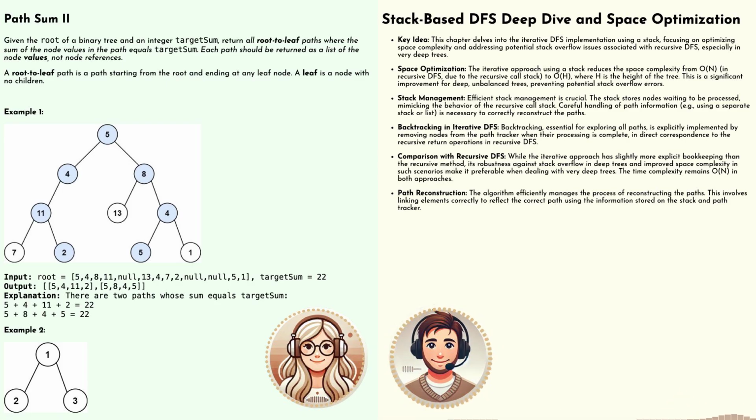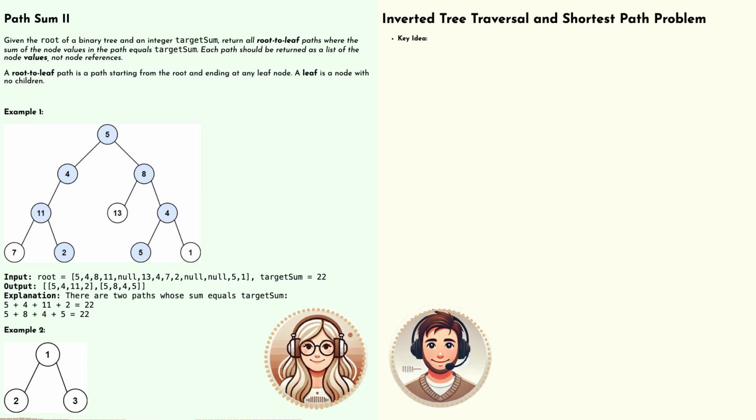But now I'm thinking about how we're storing all these paths as we go. Could that get pretty expensive memory-wise? That's a great observation. You're absolutely right. Storing all those paths can really eat up space, especially when you have large trees with tons of valid paths. So is there a way to be even more clever about how we manage this path information, like some sneaky trick to save space? And this is where things get really interesting.